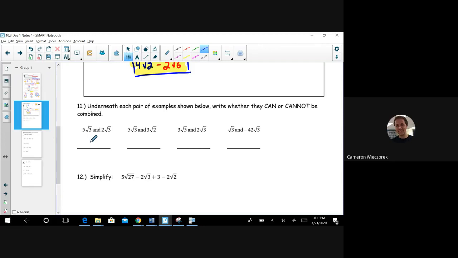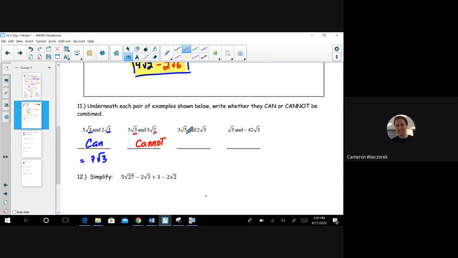Okay. So this one should be can, because they both have a rad 3. And they would combine to 7 rad 3 if you add the 5 and 2 in front. These two do not combine, and they don't even break down, so I can't even try to combine them. So this is just a cannot.